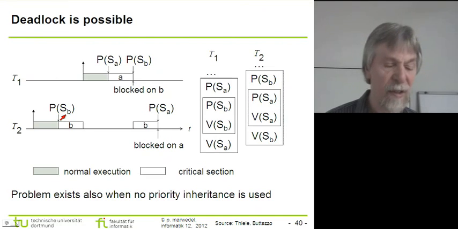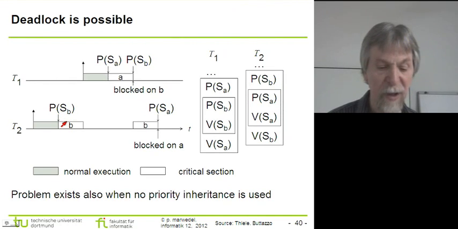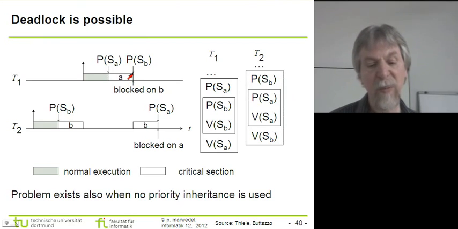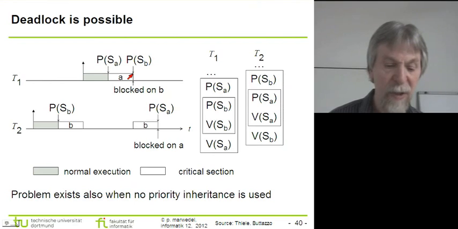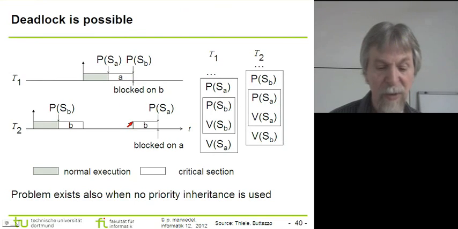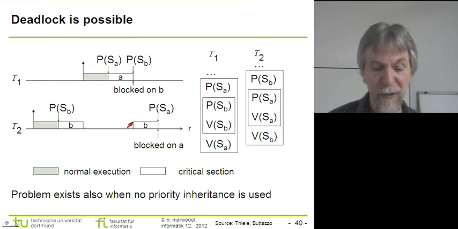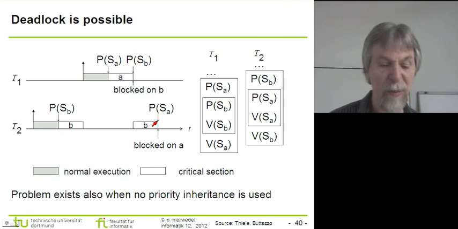We are requesting the exclusive access to this resource B. Now we are starting the execution of T1. We are requesting the access to resource A, and now we are requesting access to B as well. At this time, we cannot continue the execution of T1 because B is already held by that other task. And now we assume that we execute the critical section there for task T2. And if in this execution we are now also requesting the use of A, the whole system gets blocked.